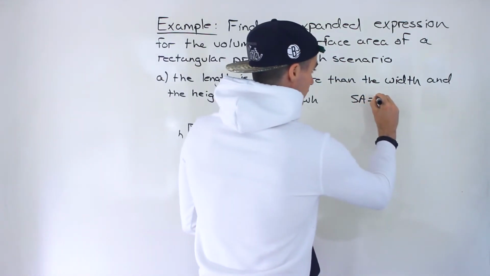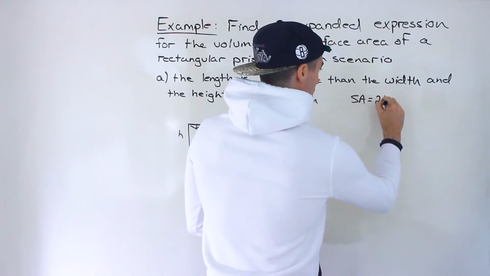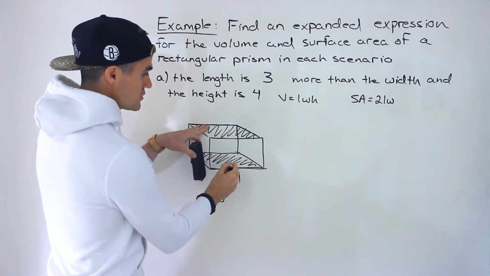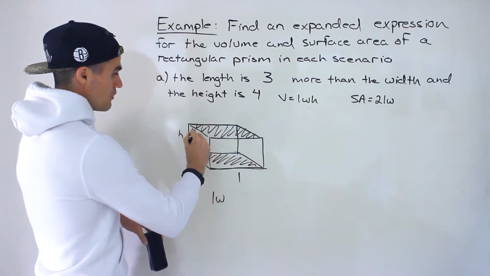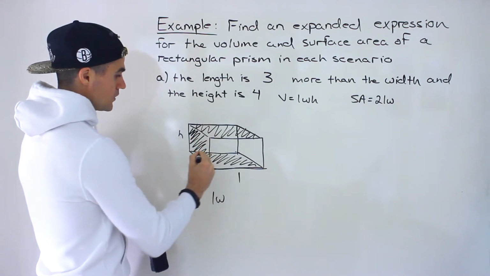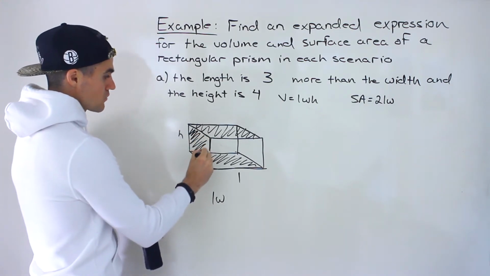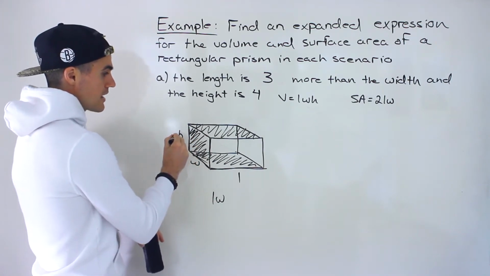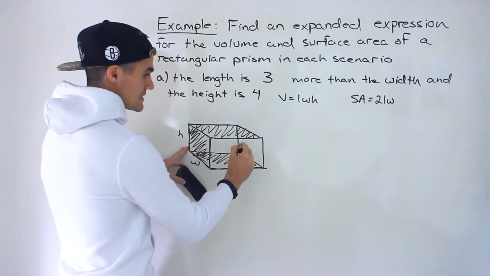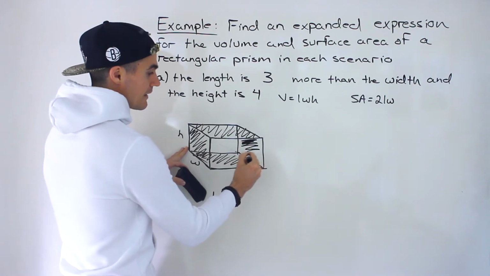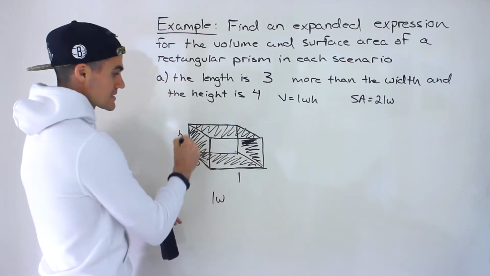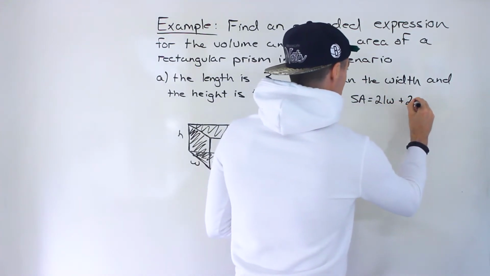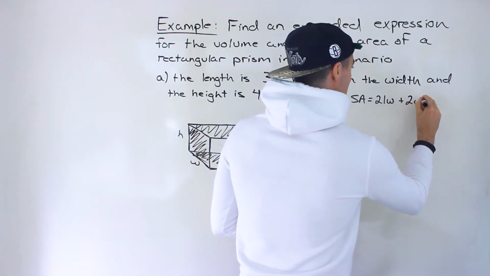So we'll have 2 length times width, right? That would be the area of these 2 faces. Now, what about this face over here? Notice that this face, this rectangle over here, it has an area of width times height. But there's 2 of them because this face on the end as well has that same area. So again, there's 2 of them. So we'll have 2 width times height.